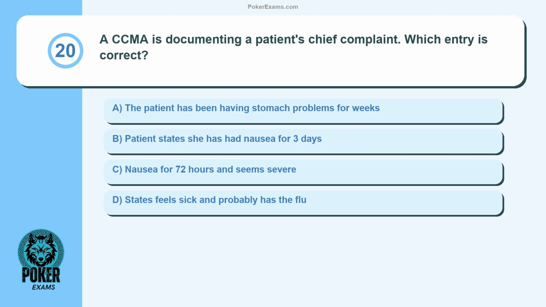Question 20. A CCMA is documenting a patient's chief complaint. Which entry is correct? The patient has been having stomach problems for weeks. Patient states she has had nausea for 3 days. Nausea for 72 hours and seems severe. States feels sick and probably has the flu.